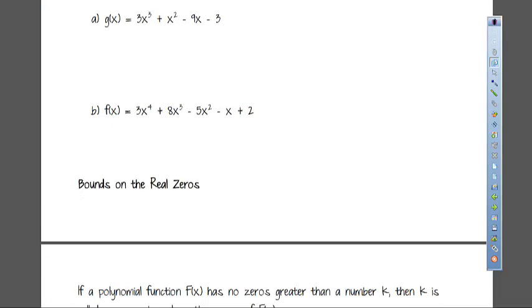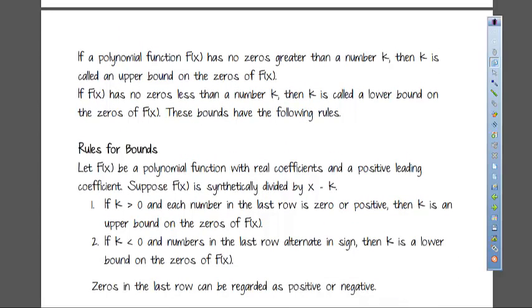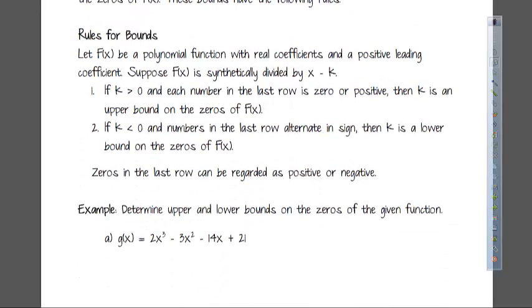And then here is what I mentioned earlier about the upper and lower bounds. It says if a polynomial function f of x has no zeros greater than a number k, then we call k an upper bound on the zeros of f of x. If f of x has no zeros less than a number k, k is called a lower bound on the zeros of f of x. These bounds have the following rules. First, here's the short of it. If k is greater than 0 and each number in the last row is 0 or positive, then k is an upper bound on the zeros of f of x.